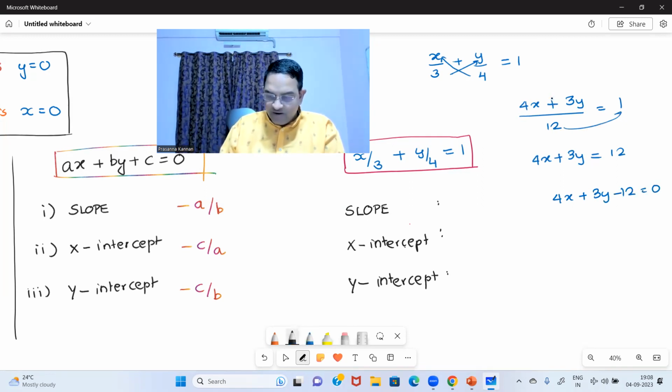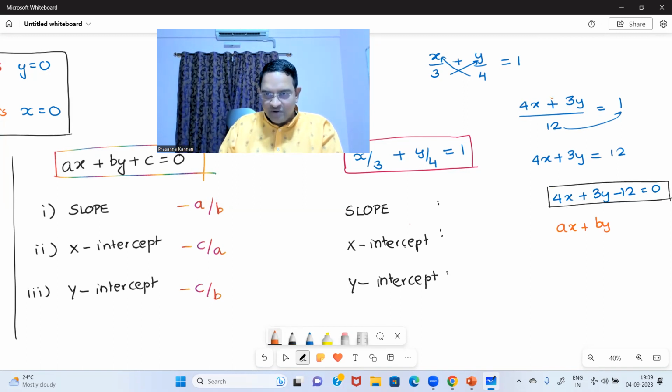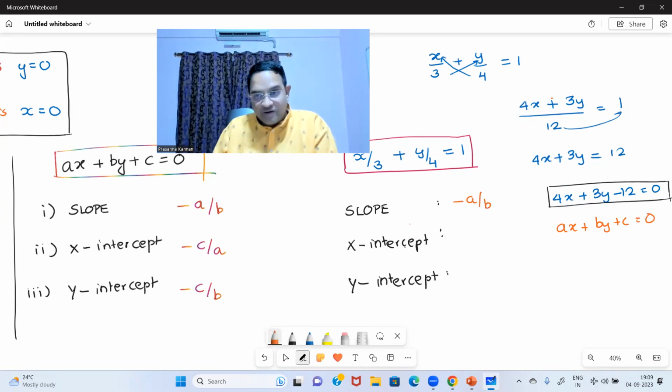This is very familiar to us. What is this form? General form ax plus by plus c equal to 0. Correct? Okay, now tell me more. What is the slope going to be? Minus a by b. What is x-intercept? Minus c by a. What is y-intercept? Minus c by b. Correct?